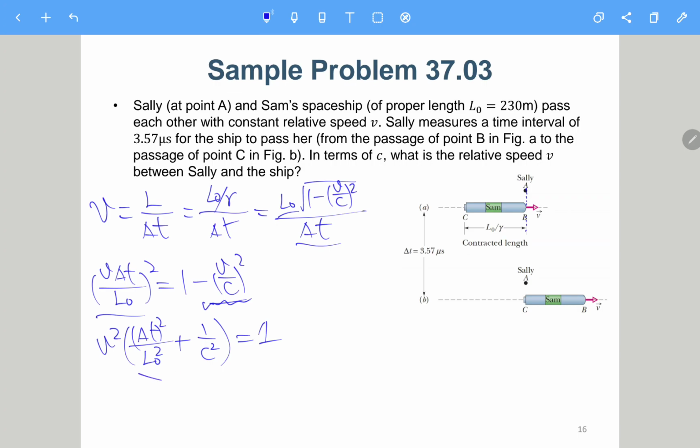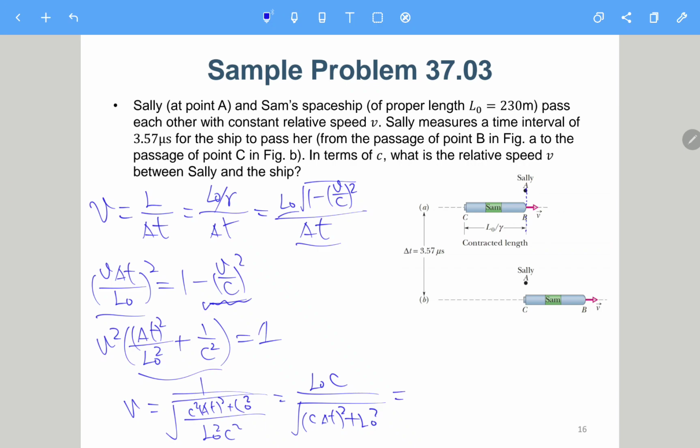So finally, we can just move this term over and then take the square root on both sides. So we have v equals 1 over square root of L0 squared over C squared, and then here we have C squared delta T squared plus L0 squared. So it becomes L0 C over square root of C delta T squared plus L0 squared, like this.